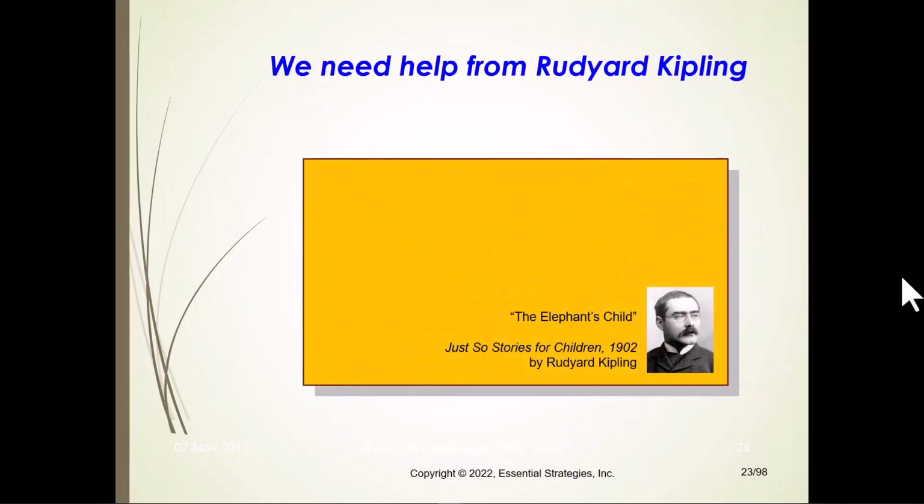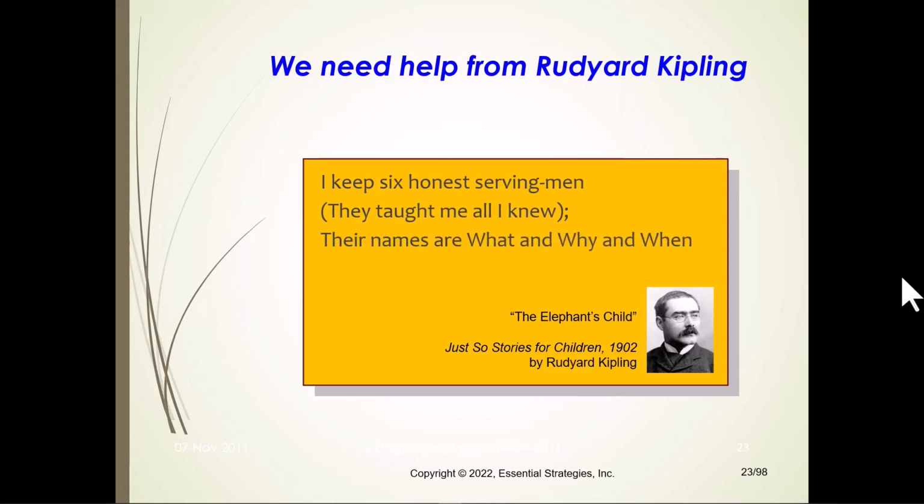Okay, this is not exactly current. Written in 1902, it's from the short story Elephant's Child, written by Kipling for the children's book Just So Stories. I keep six honest serving men. They taught me all I knew. Their names are what and why and when, and how and where and who.